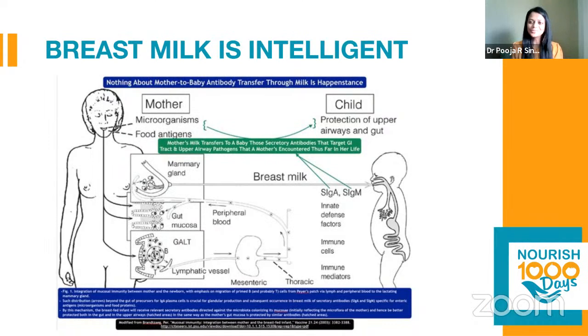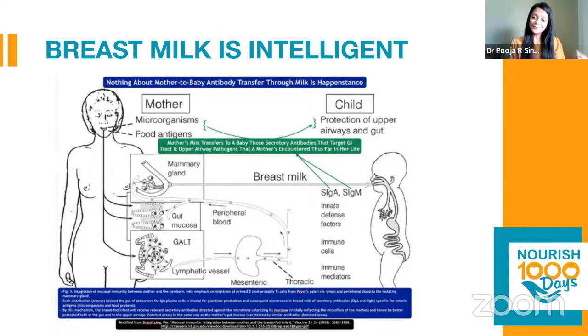And also breast milk is very intelligent, and this was shown through COVID times. During COVID, yet another important aspect of breast milk came to the forefront, that advantage was understood of breastfeeding even if the mother was suffering from COVID infection. You know how? Because the mother was passing on the antibodies that were made in her body against the infection.